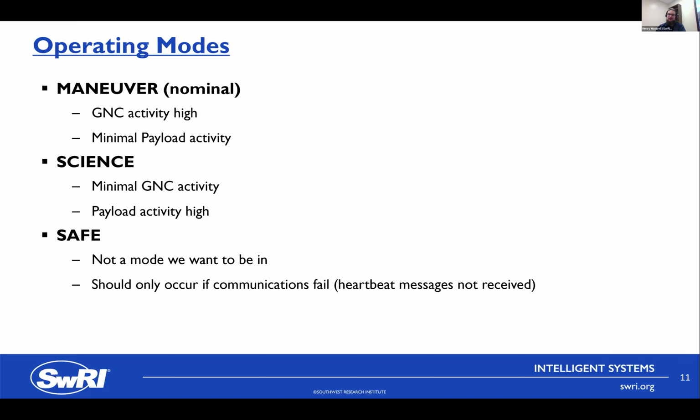Then we also have a safe mode, which is the mode we don't want to be in, which occurs if we have a communication breakdown between data flows. So if we're not receiving heartbeat messages from a process, then we will go into a safe mode, which is just waiting for a reset. And our way of defining whether this microsegmentation method is operational is if we're able to successfully complete our maneuver and science operations and also not fall back into safe mode.